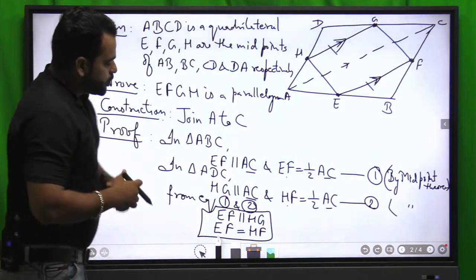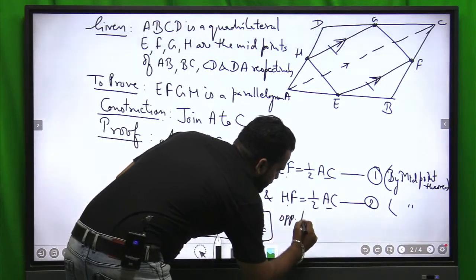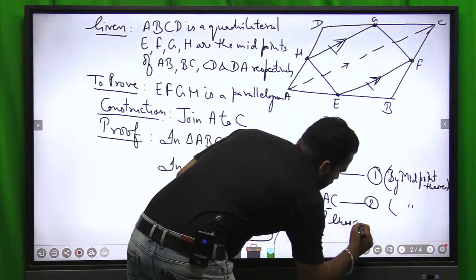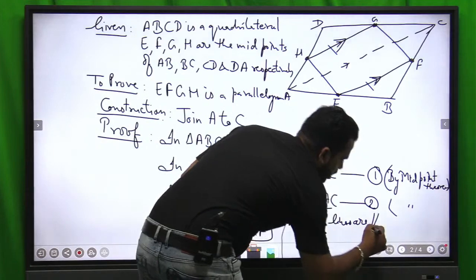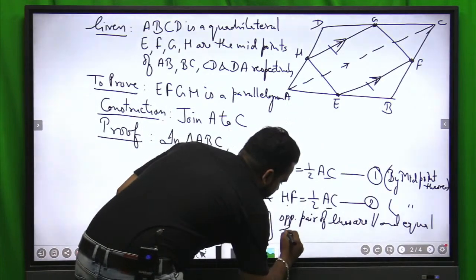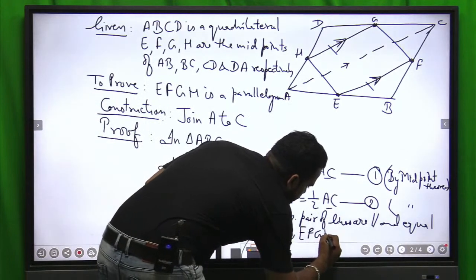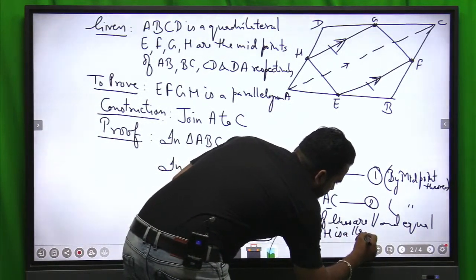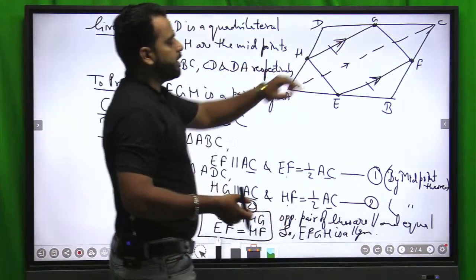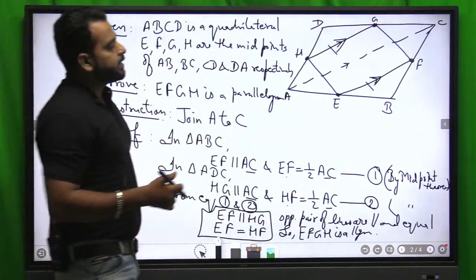Is that point clear? Now from here we can write, because we know that the opposite pair of lines is parallel and at the same time equal, we can say that EFGH is a parallelogram. We know that if these two lines are parallel and equal, then the figure obtained is a parallelogram. Alright, so now we have proved that this is a parallelogram.